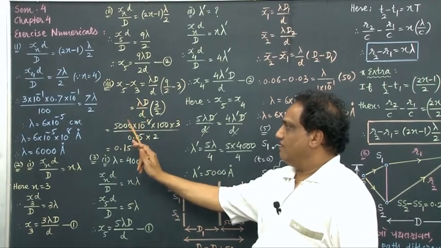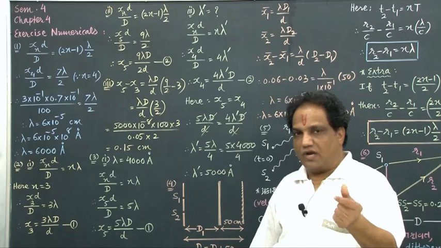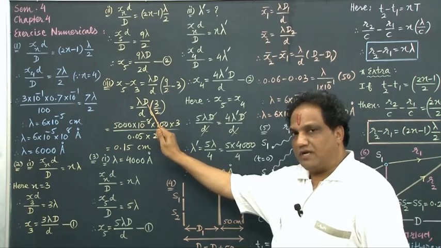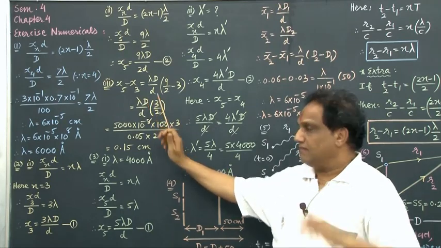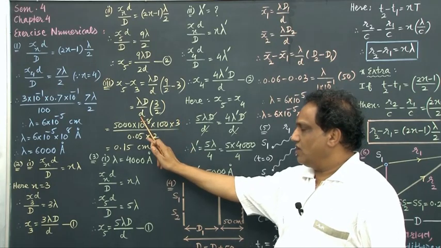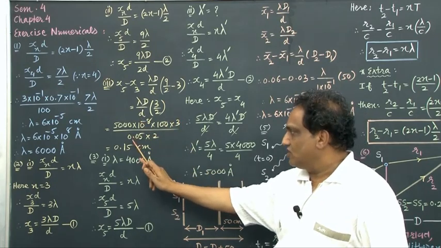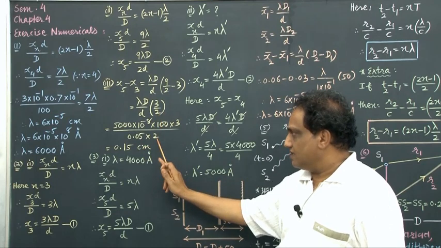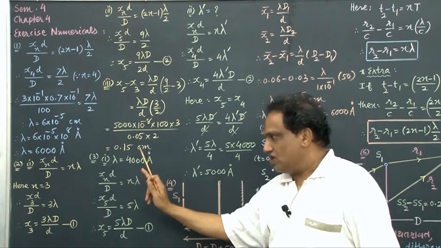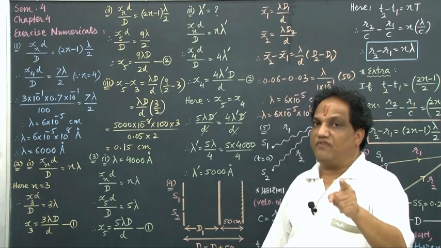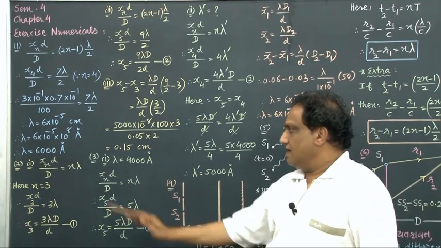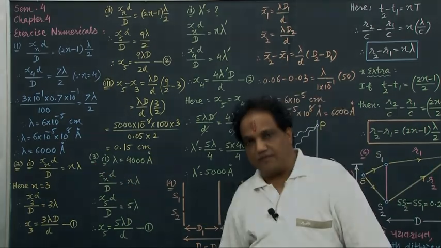And now tell me lambda wavelength, they are given 5000 angstrom. Convert angstrom into centimeter, multiply by 10 raised to minus 8. What about capital D? Distance between slit and screen, which they are given 100 centimeter into 3. Don't forget, small d is distance between two slits, which is 0.05 centimeter. These two as it is. Simplify, answer is 0.15 centimeter. Okay, so this gives you distance between fifth dark fringe and third bright fringe. Fine. Now read the statement of number 3.